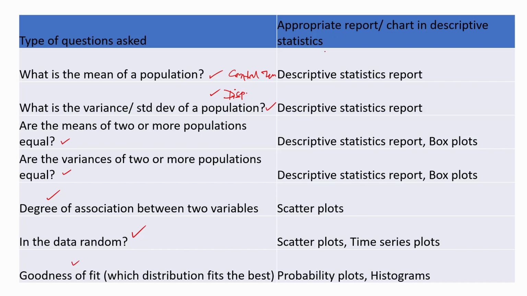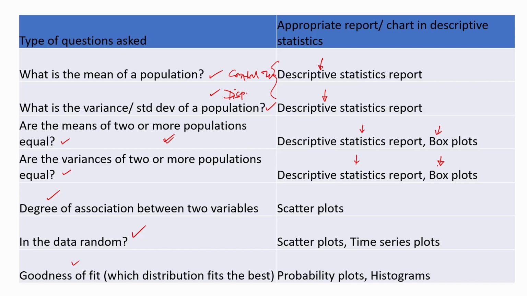So what kind of reports will you use? Simply the descriptive statistics report giving the mean, median, and mode values. The report giving the standard deviation and variance values is the same report, the report that we generated using Excel in the first portion of this video. And then the comparison between two populations, means and standard deviations, can be done using box plots and reports also.